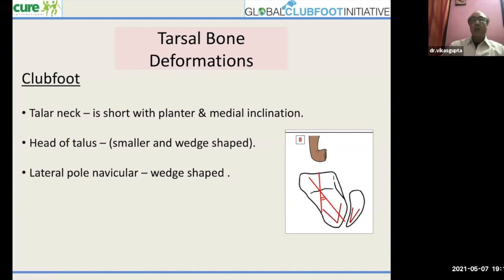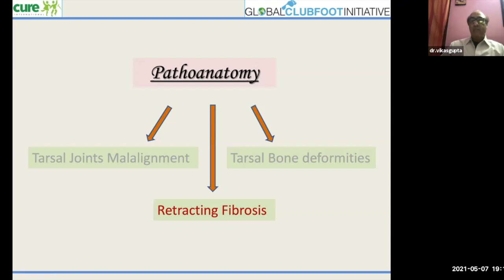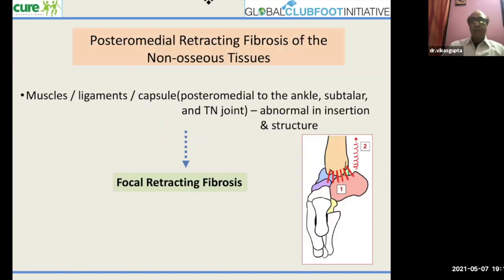And all these deformations are basically fixed by contracture of the soft tissues, capsules, and ligaments, which is called retracting fibrosis. So what happens in a clubfoot? There is a posteromedial contracture, called posteromedial retracting fibrosis of the non-osseous tissues. Muscles, ligaments, and capsule posteromedial to the ankle, subtalar, and talonavicular joints are not only abnormal in structure as well as insertion, leading to what is known as focal retracting fibrosis. And our aim of manipulation and casting is to stretch these fibrotic structures or bands.